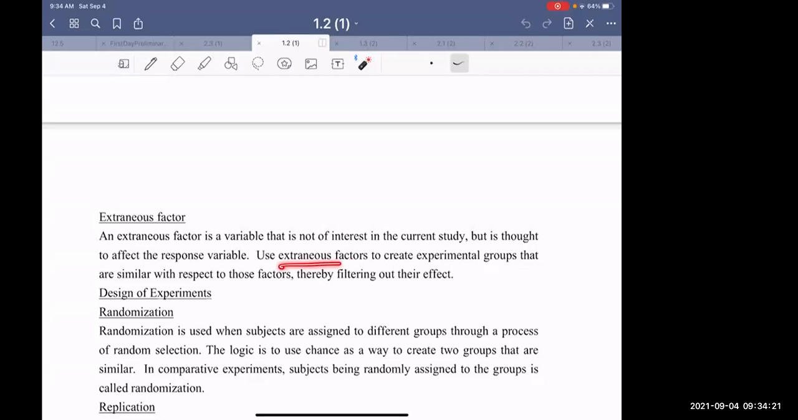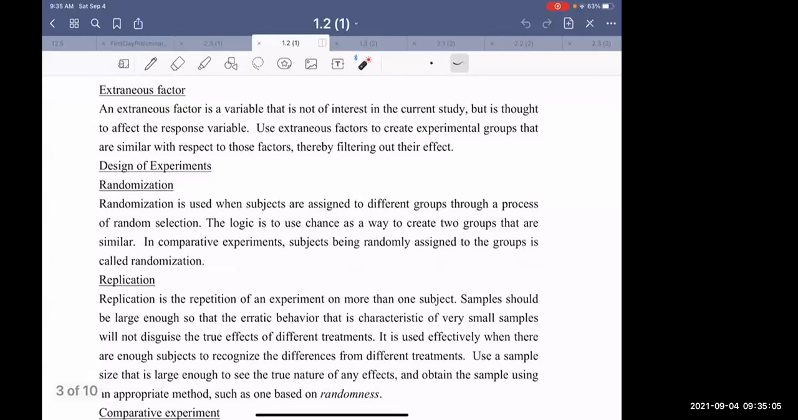We try to somehow get rid of extraneous variables. So we will use these extraneous factors to create experimental groups that are similar with respect to those factors, thereby filtering out their effects. So we want to somehow get rid of these by factoring on those extraneous factors. So we create the experimental groups similar with those factors so that we can filter out their effects.